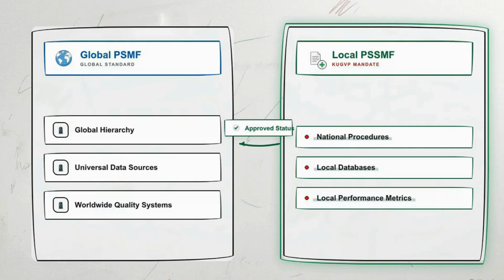On the right is the local requirement, the Pharmacovigilance Subsystem Master File, or PSSMF. The PSSMF serves as a specialized record of the specific national processes required for operating within Kuwait. KU-GVP mandates 3 unique elements in the PSSMF: the precise written procedures for national pharmacovigilance processes, the exact architecture of local safety databases, and the localized performance metrics of the PV subsystem.